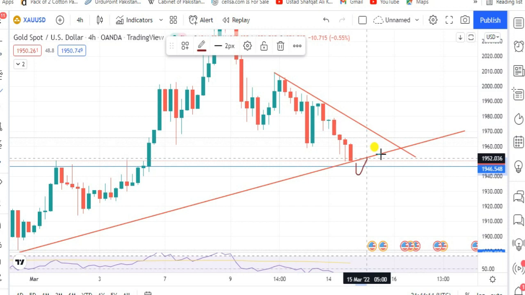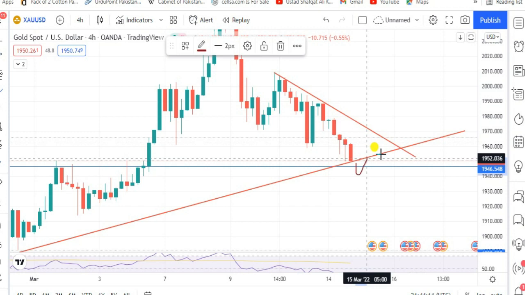You have to wait till 1945. If the market breaks 1940, then again you have to wait for the retracement. If the market breaks this area today morning and then moves to the upside till the 1952 or 1960 area, and after that the market gives us surety that it is going to sell, then you have to enter the sell trade. So this is the first thing if you want to look at a sell trade.